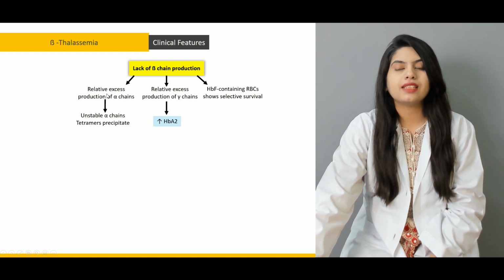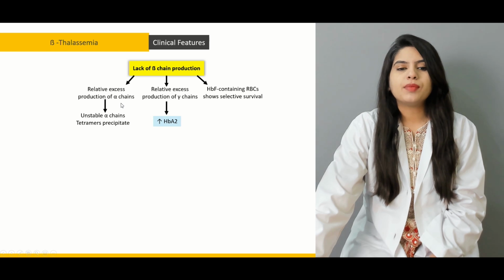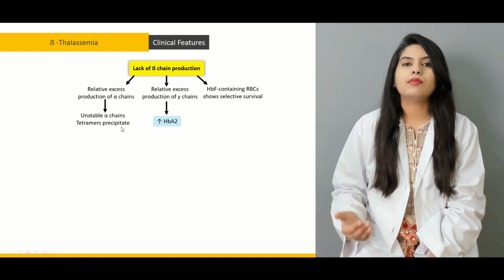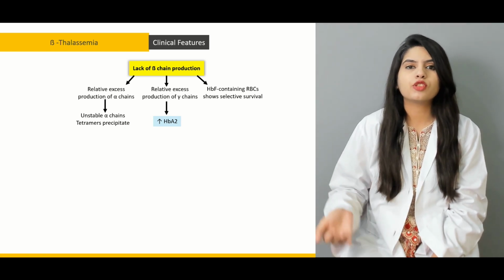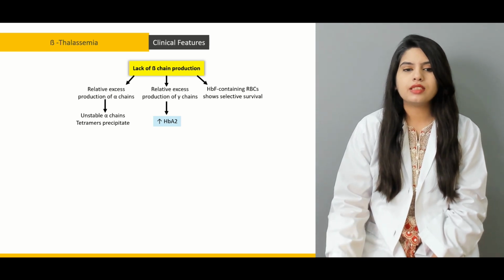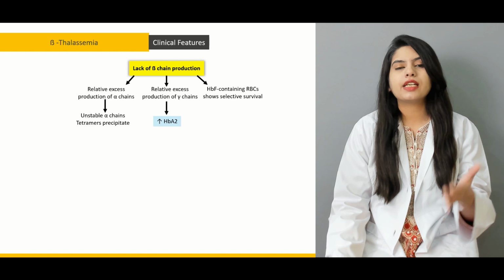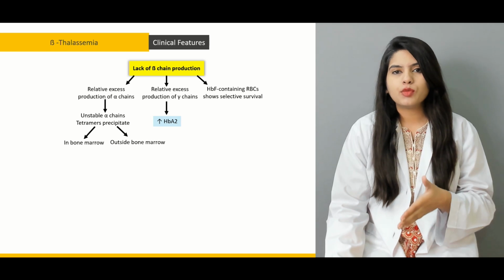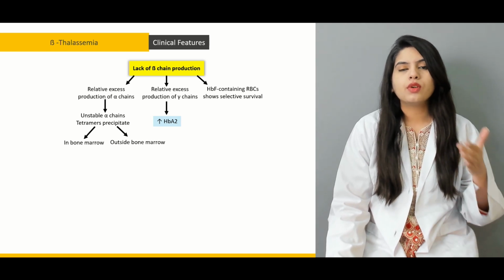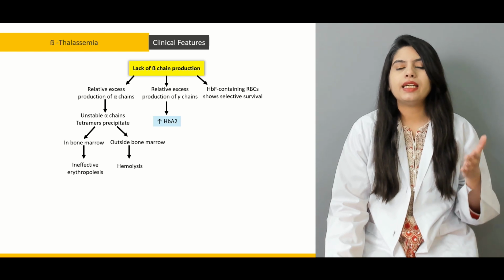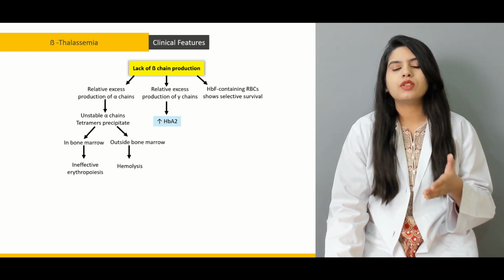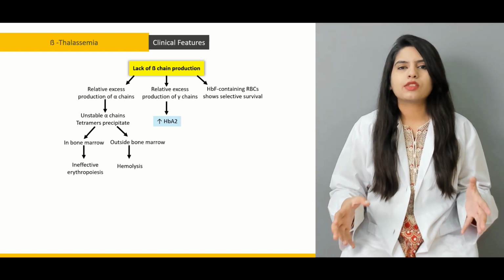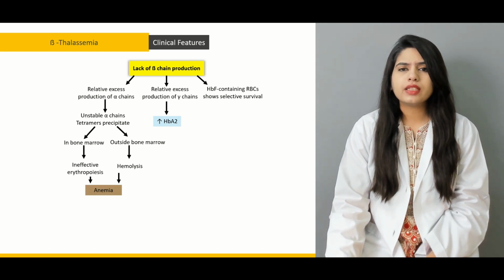In case there is an excess of alpha chains, this may increase the instability of the alpha chain tetramer. As I told you, there may be four alpha chains, the formation of a tetramer, that will lead to unstable chain formation. Tetramers will precipitate either inside or outside the bone marrow. Inside the bone marrow, there will be ineffective erythropoiesis, and outside the bone marrow, there will be hemolysis. Both of these things will lead to anemia.